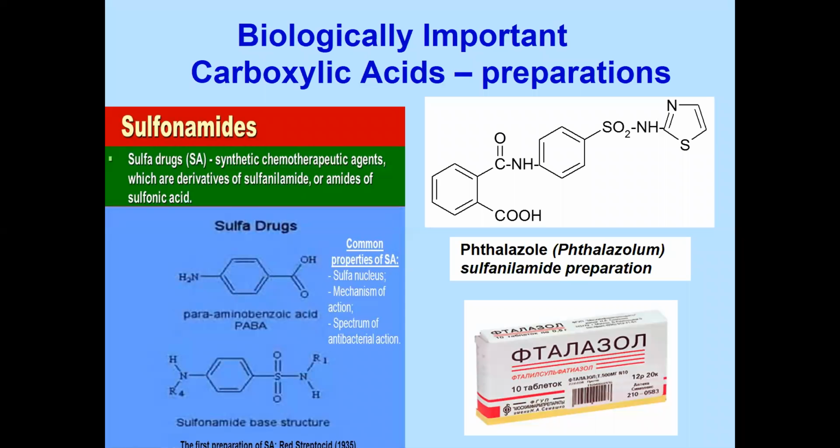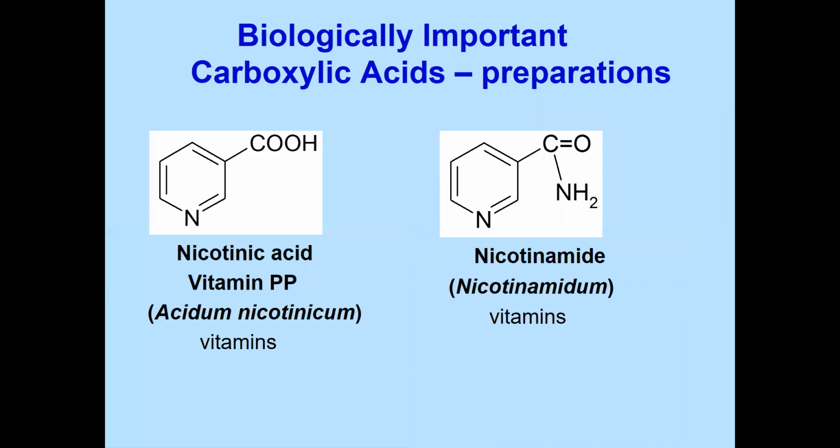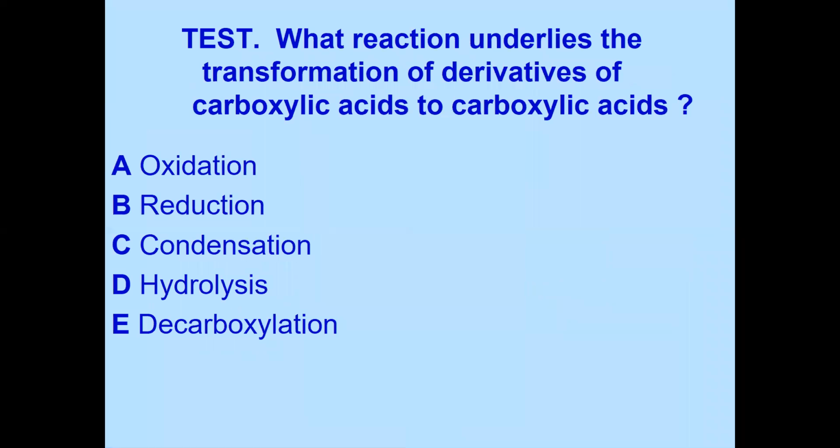Sulfonamides contain a carboxyl group in the molecule. For example, para-aminobenzoic acid, PABA, phthalazole. Nicotinic acid, nicotinamide. Vitamins. Test. What reaction underlies the transformation of derivatives of carboxylic acid to carboxylic acids? The correct answer is hydrolysis.